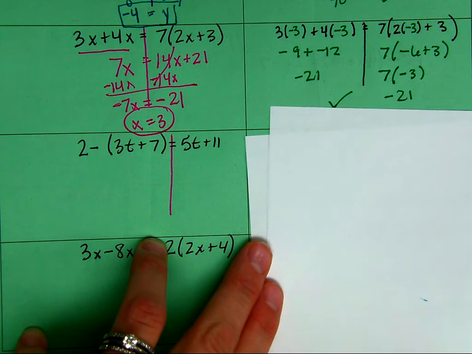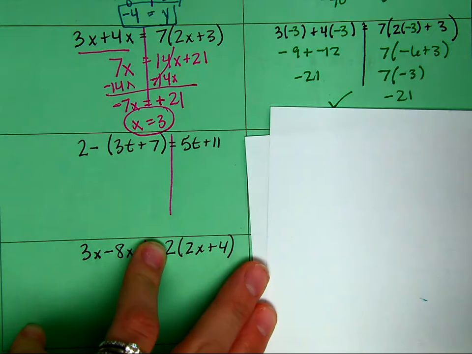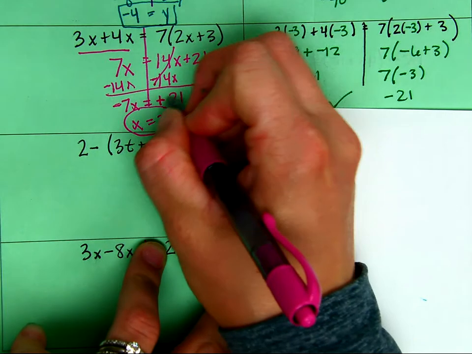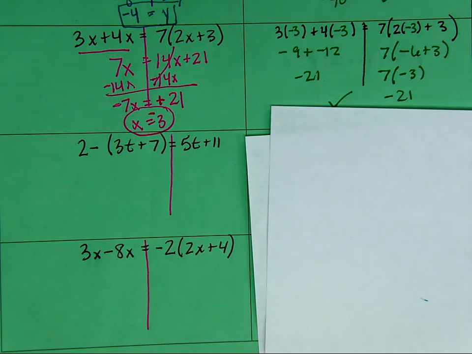Oh, negative 3. See, I checked my answer with a negative 3. Yeah, because that was positive. Negative 3. Whoops. See, even I make mistakes.